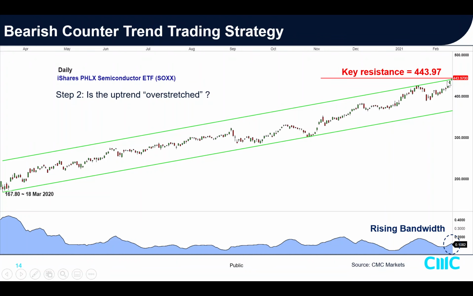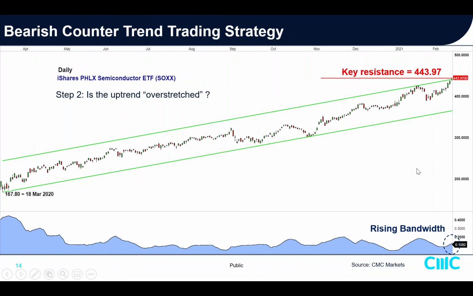So almost the same kind of observation has formed on this Bollinger Bandwidth, that we could take advantage of this potential overstretched move in this ongoing major uptrend. The trend hasn't reversed yet, because the trend would only have reversed if it breaks below this major support level on the lower limit of this ascending channel.